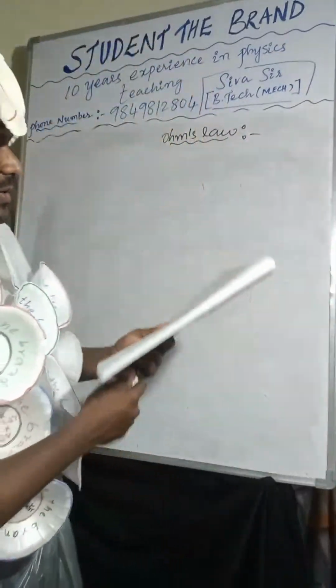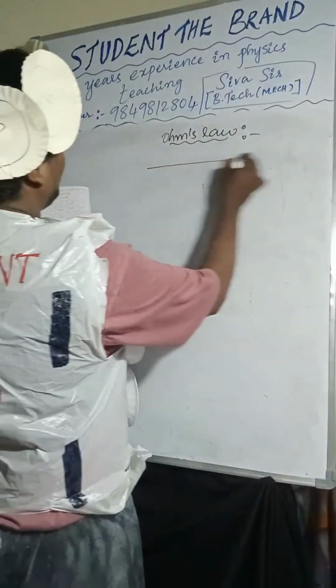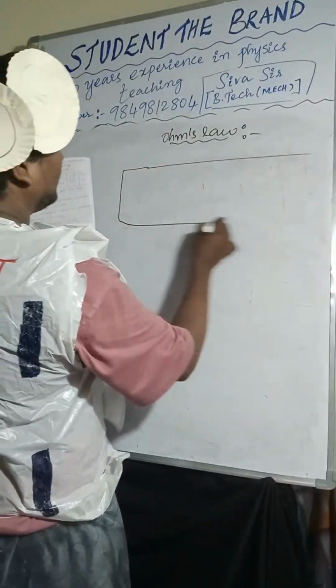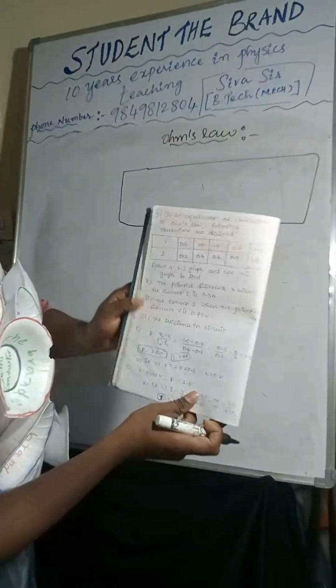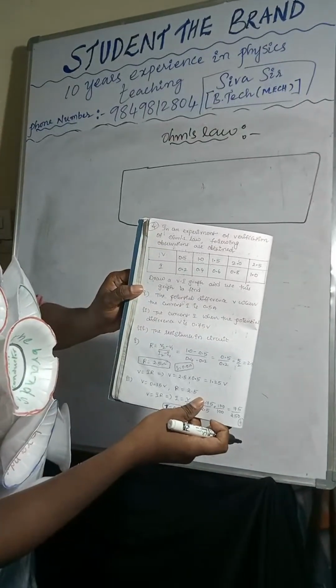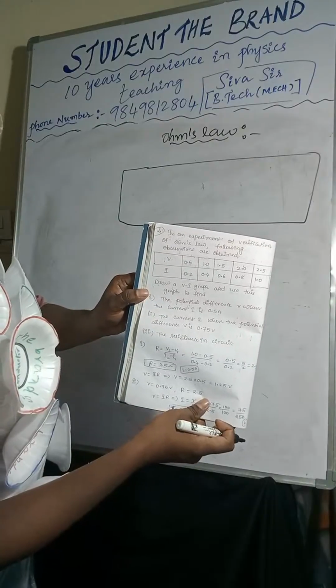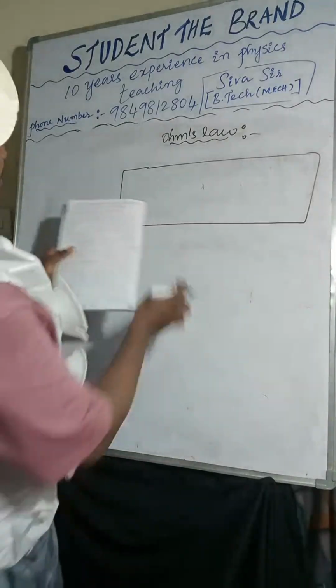So I'll draw here. You can see this is the table. This is the question, the complete question. You can check here. I hope it is visible to you. Okay, so now I'm taking.